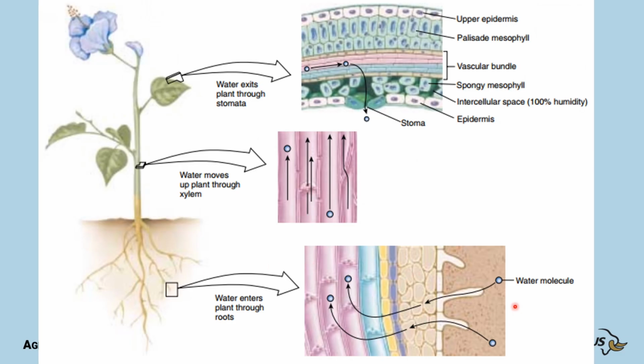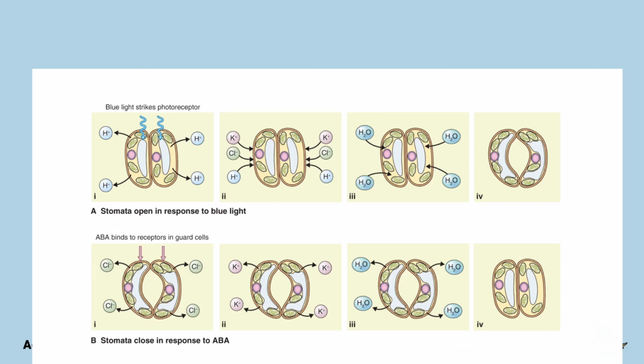Once it picks it up, it goes into the xylem, up she goes into the leaf, water out, taking the nutrients through the whole system. And the water is controlled through the stomata, the opening and closing of those little holes, and that's largely regulated by potassium and chloride.